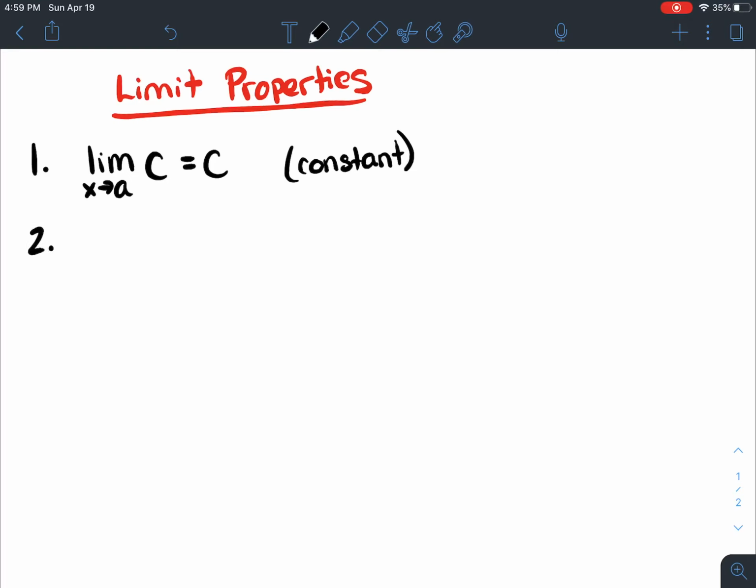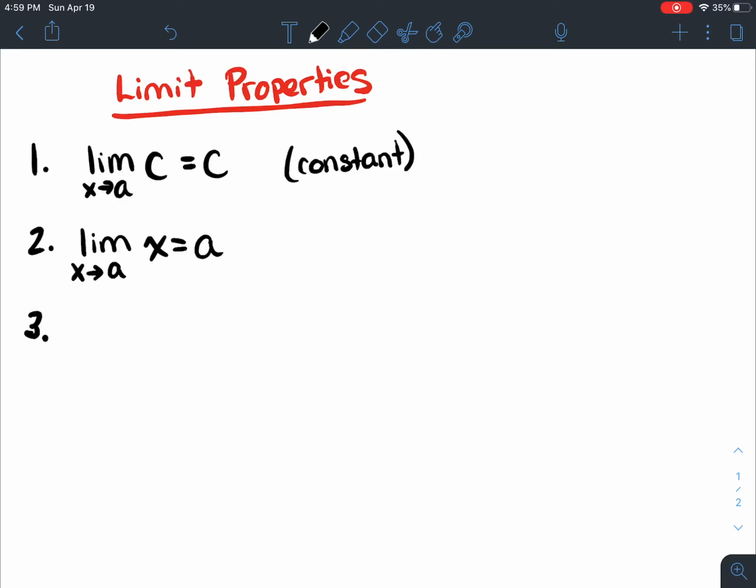Okay, second limit property. The limit as x approaches a of x is going to be equal to a. That's just saying the limit of x as x approaches a is obviously equal to a. So, yeah, that's a good obvious one, because that's just saying it's equal to whatever your x value is.